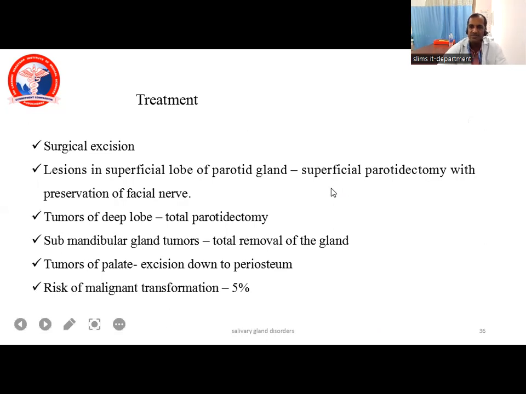The treatment is complete surgical excision, and for lesions in the superficial lobe, superficial parotid removal while preserving the facial nerve. And tumors of the deep lobe can need total parotidectomy. For submandibular gland tumors, total removal of the gland is mandatory. And if it is in the palate, it can be total excision. Okay, these are the treatment options.